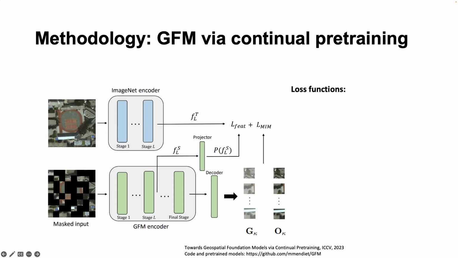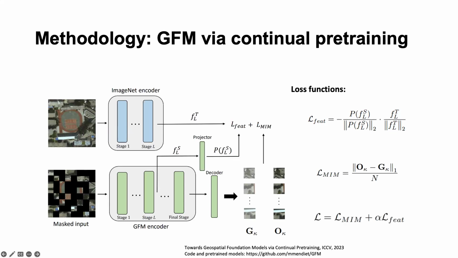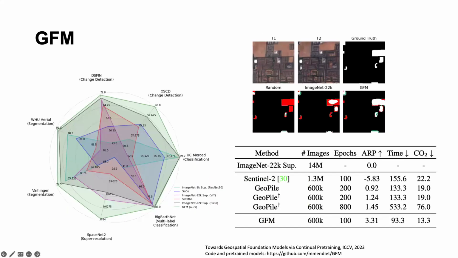So instead of only having a mask image loss, we will also have a feature distillation loss, where we extract the intermediate feature from our GFM encoder, and then it gets projected with a linear projector, and then we compare the cosine similarity between the pre-trained ImageNet encoder and our GFM intermediate encoder. We found that it does perform very well. So we added the mask image loss together with the cosine similarity loss from both sides.